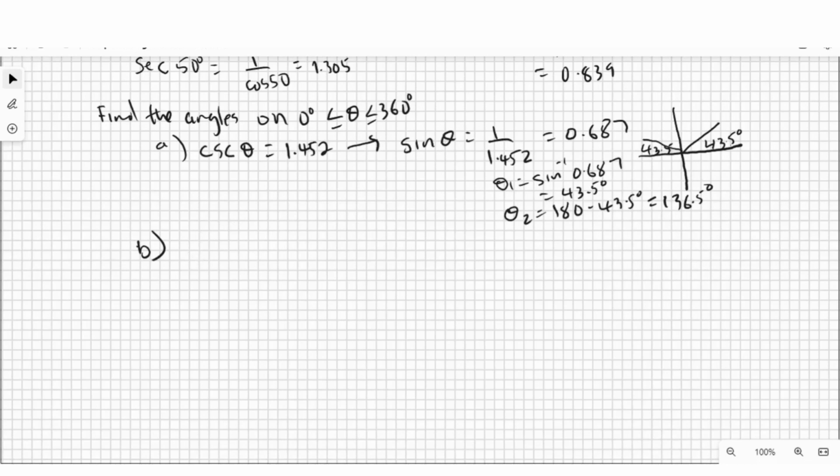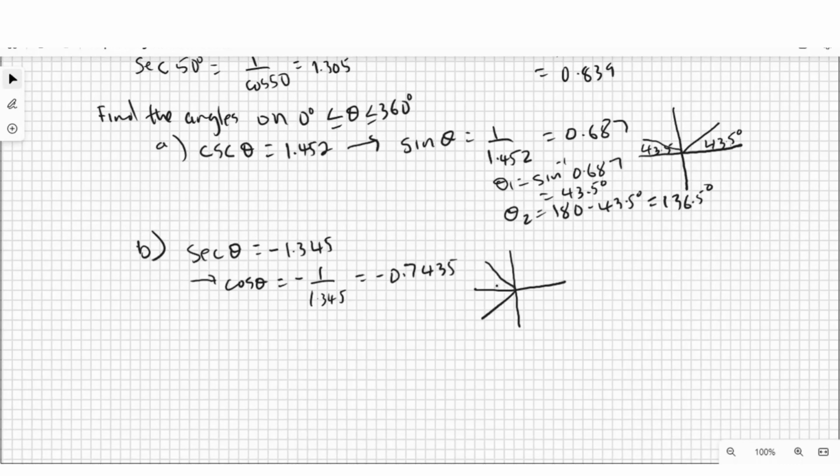If I'm given secant of an angle is negative 1.345, secant is negative, which means cosine is negative. Therefore, this implies cosine of the angle is negative 1 over 1.345, which is equal to negative 0.7435. I can see here cosine is negative. Cosine is negative in the second quadrant and in the third quadrant.